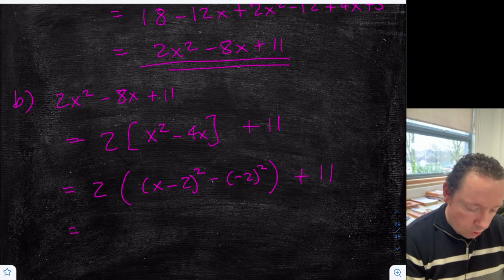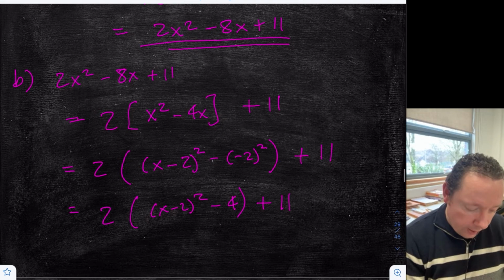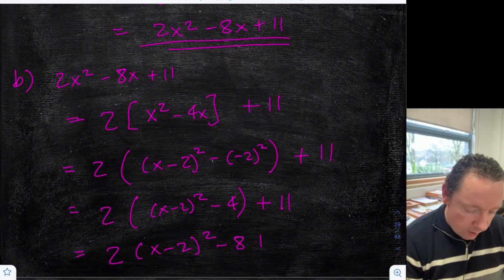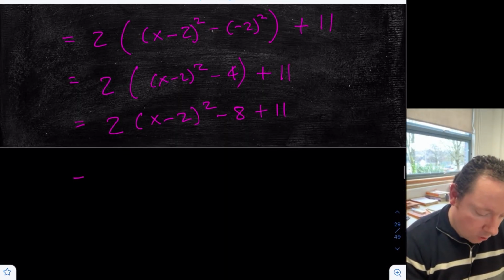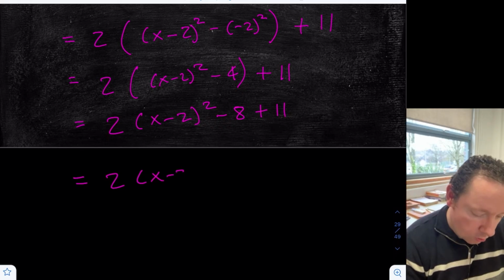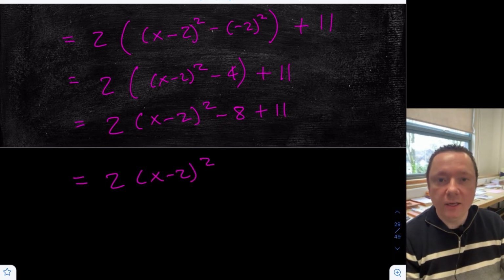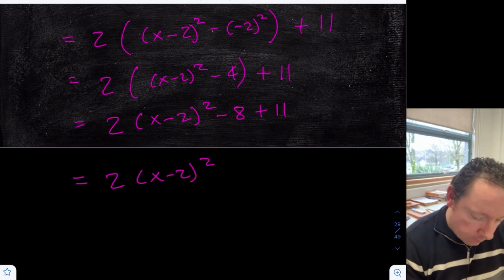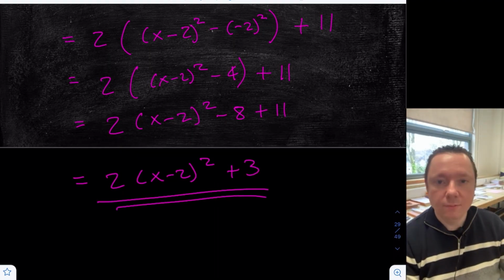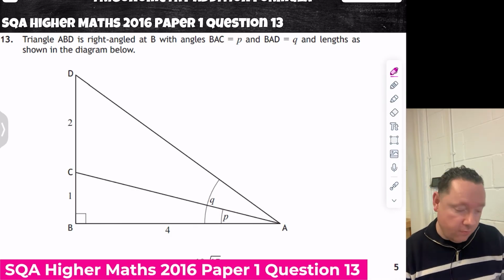So that equals 2 times x minus 2 squared. 2 2's is 4, so minus 4, and then plus 11. And then expanding the bracket, we get 2 times x minus 2 squared. 2 times minus 4 is minus 8, plus 11. That gives us a final answer of 2 times x minus 2 all squared, minus 8 add 11 is plus 3. And we're done there. SQA Higher Maths 2016, paper 1, question 13.